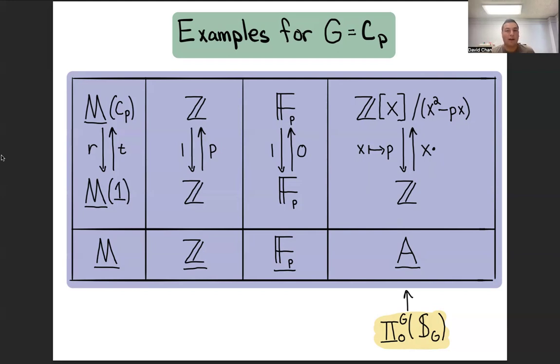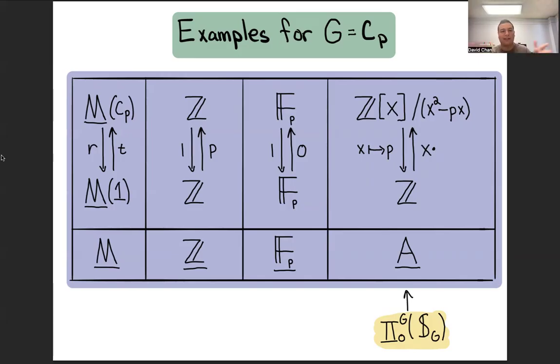And this thing looks weird. It looks kind of unnatural. If you've never seen this before, it's kind of a weird example to pull out. But it's interesting to us because this is pi zero of the equivariant sphere spectrum. And in general, for any finite group G, there is something called the Burnside ring, which comes from Burnside rings of finite groups. And it's always pi zero of the sphere spectrum. So this is sort of always a canonically interesting thing, at least to me.